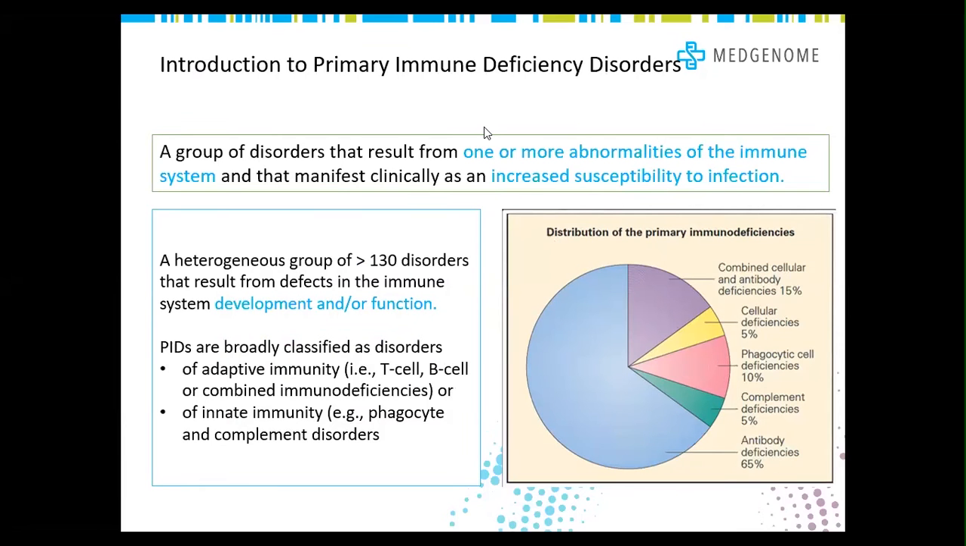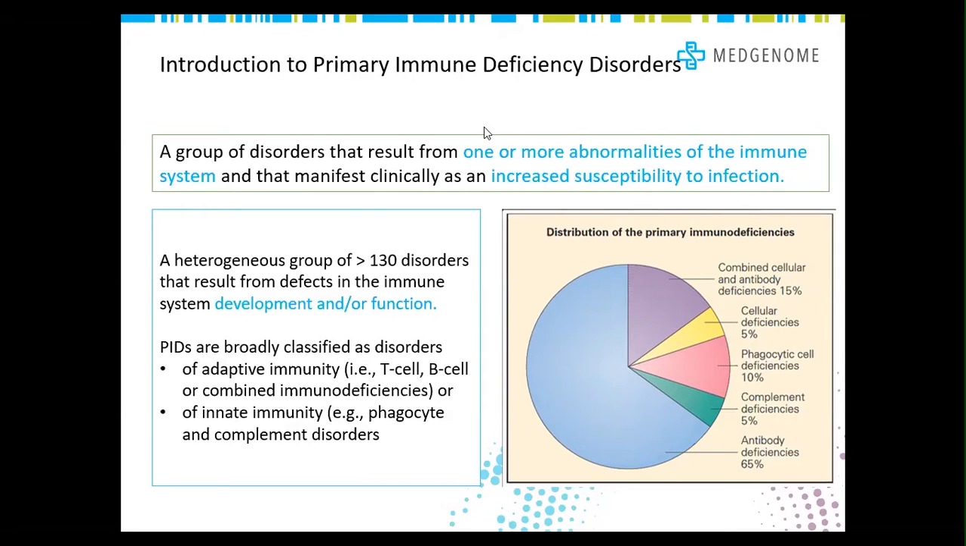So, just an introduction to the primary immunodeficiency disorders. Those who deal with it, especially the pediatricians, must be aware that it is not a single disorder that we are talking about. It is a heterogeneous group of disorders, and the basic abnormality is in the immune system, which manifests clinically as increased susceptibility to infection. So this is a group of more than 130 disorders, and they may affect anywhere between the development of the immune system or the function of the immune system.